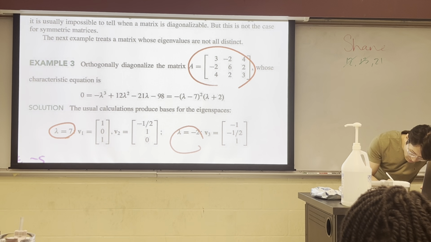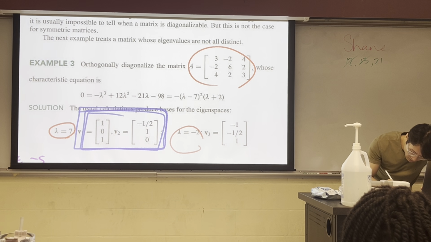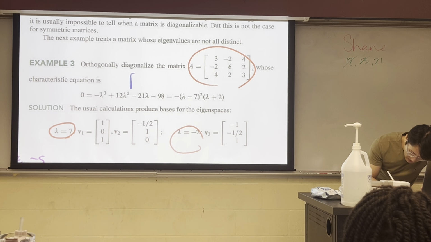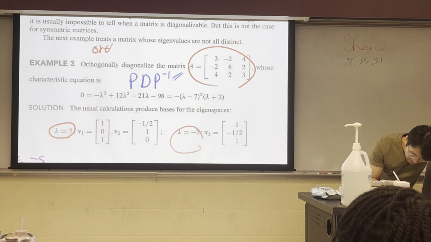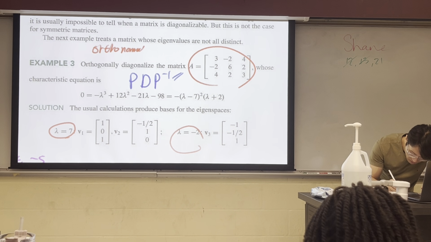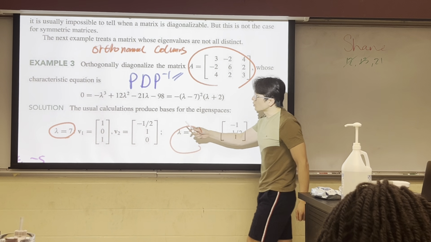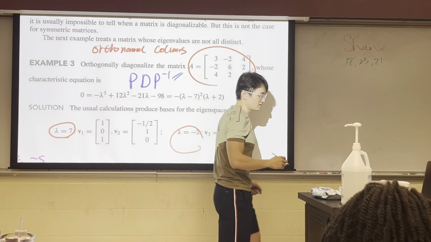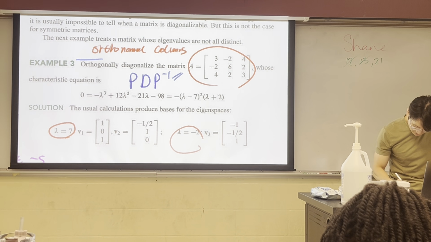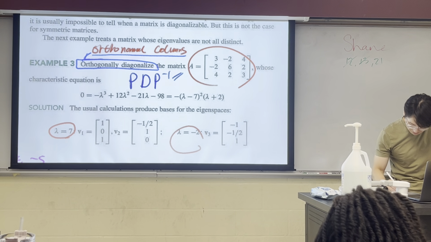So even though these first two eigenvectors are not orthogonal, I still want you to find P inverse using orthonormal columns. Orthogonally diagonalized means use orthonormal columns to construct P.